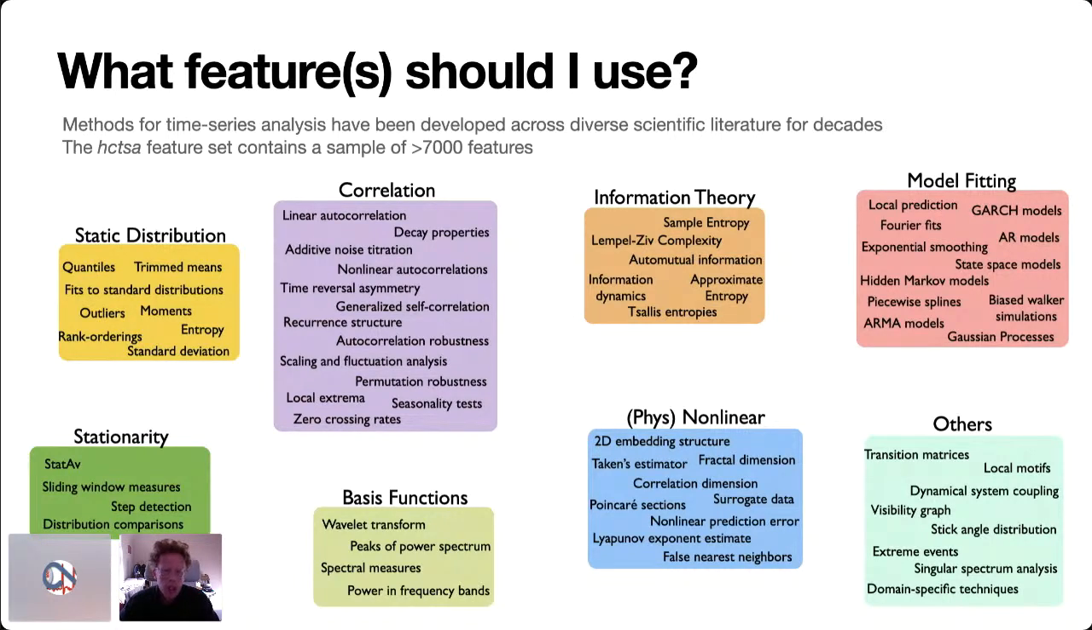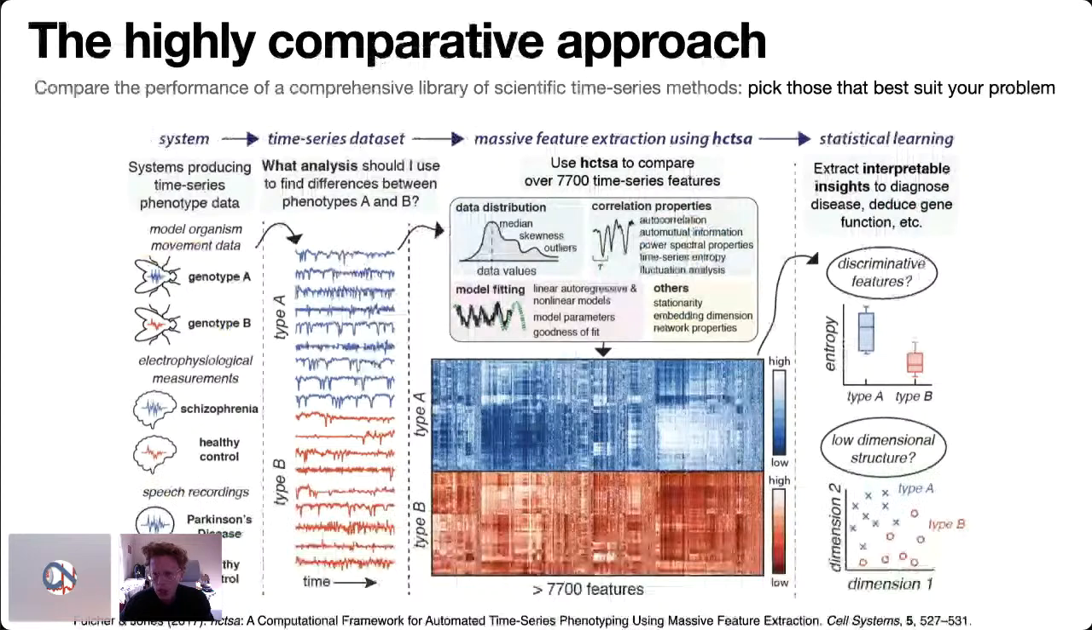And instead of that subjective element, where you never know if the features that you picked were the best, you could actually just apply all the possible methods from across science and see which ones work best on your data, and then go and start looking into that literature to try and understand what's happening in your particular time series data set. Okay, so this is what we call the highly comparative approach to time series analysis.